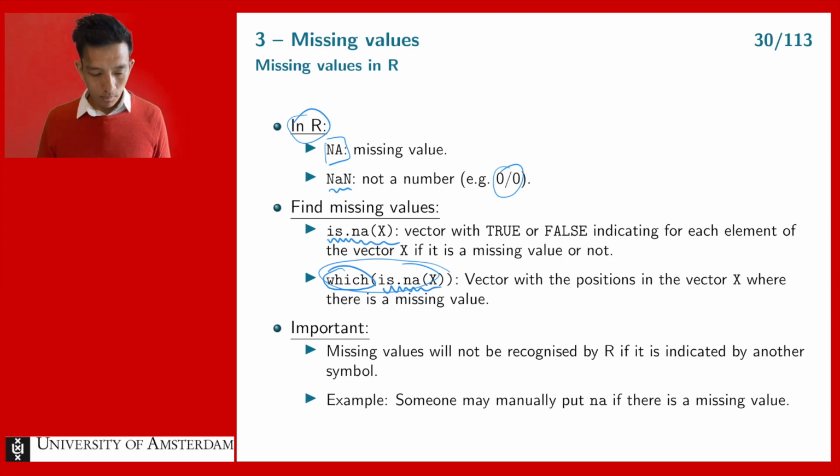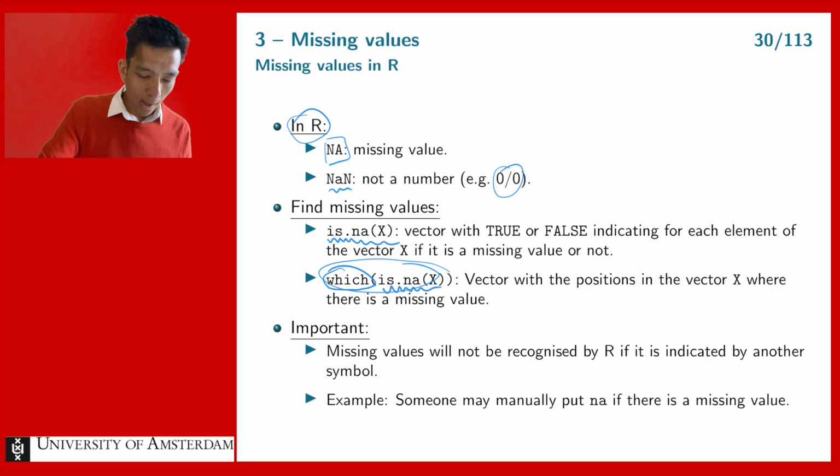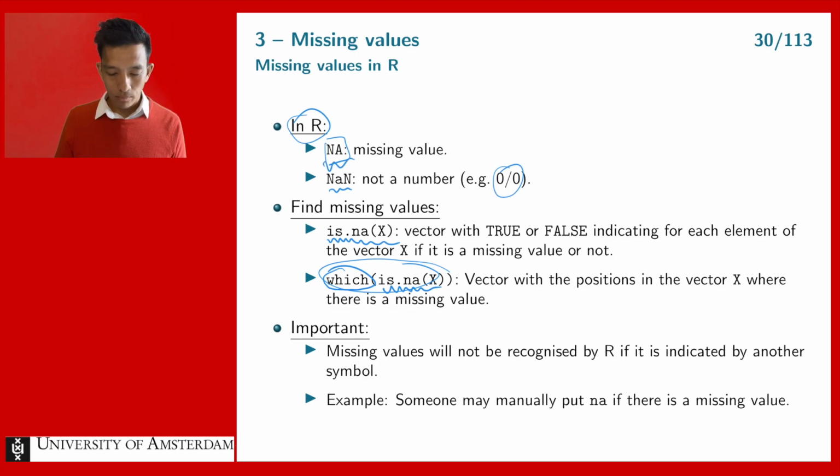It's important to know that R will only use NA as a missing value. But sometimes the dataset contains missing values that are not labeled with NA. And if a missing value is not labeled with NA, R cannot recognize it as a missing value.